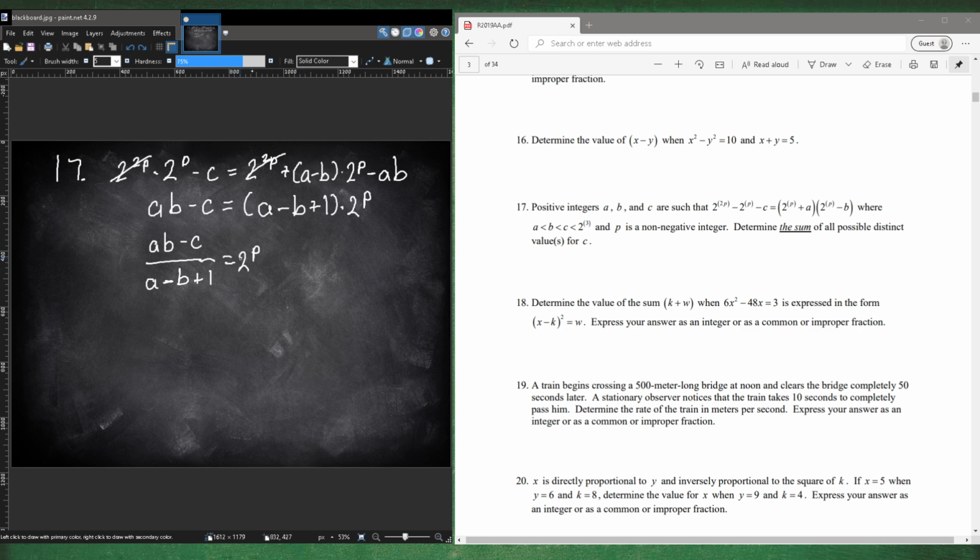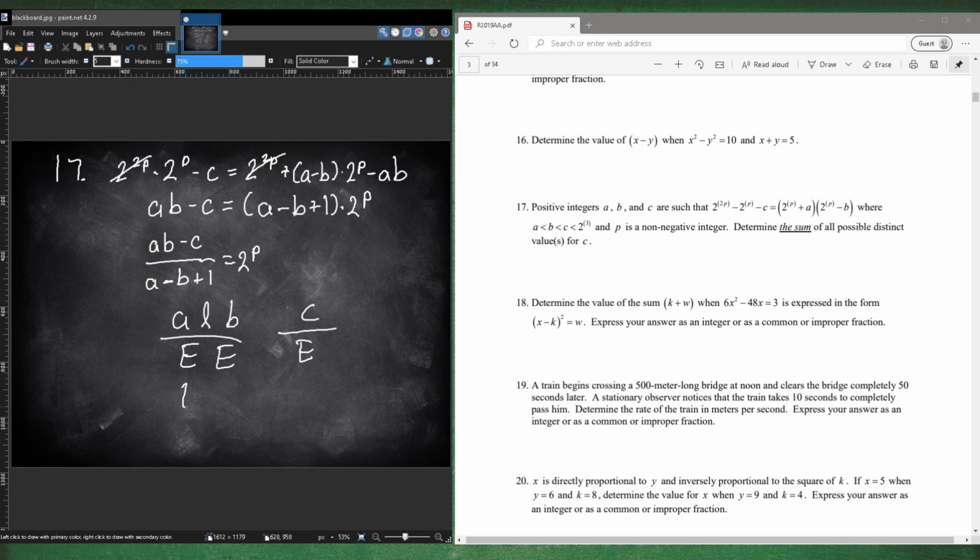Or the way I would like to do it, which is to think logically: since 2 to the power p is an integer, that means a times b minus c over a minus b plus 1 is an integer. So if a and b are even, even times even is even. To make the top even, c has to be even, right? Because an even divided by whatever is even, and an odd divided by whatever is never going to be even, so it has to be even on top.